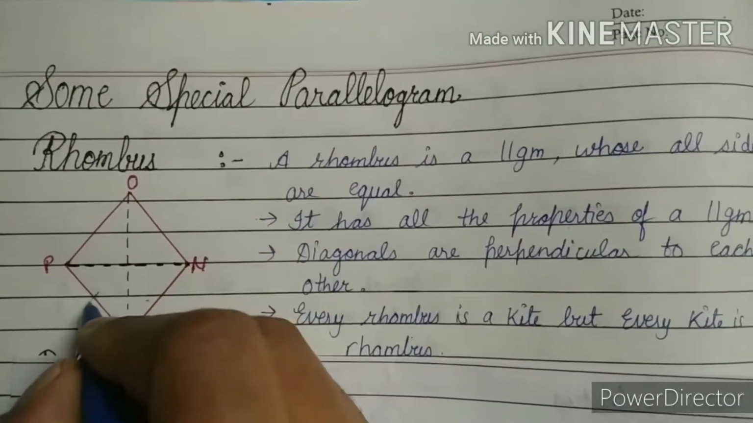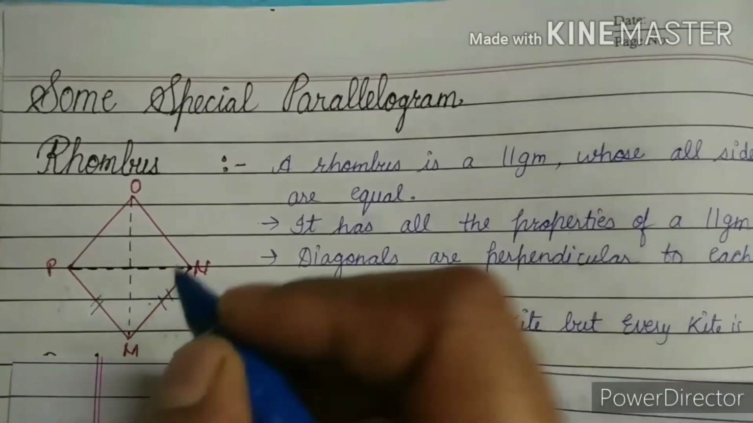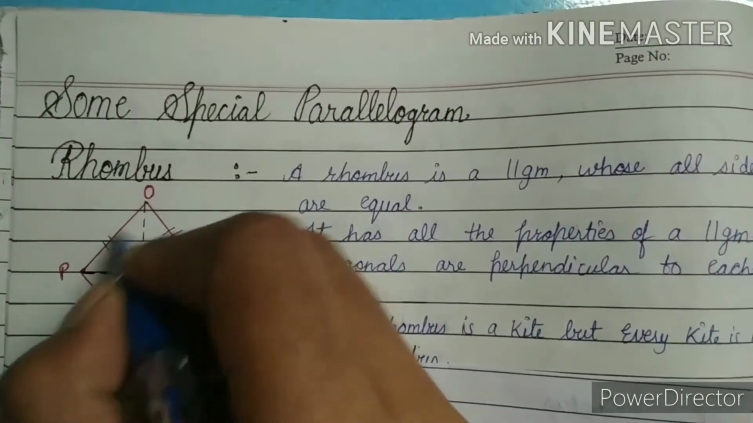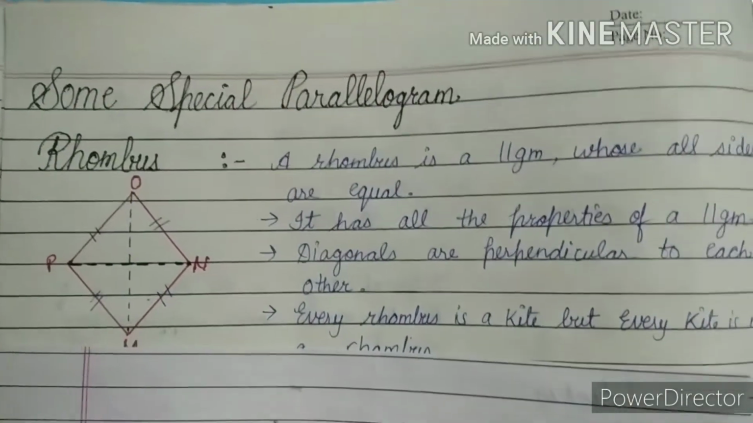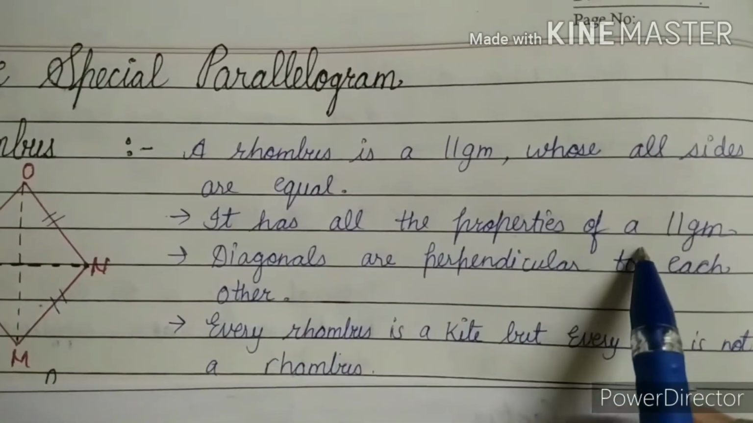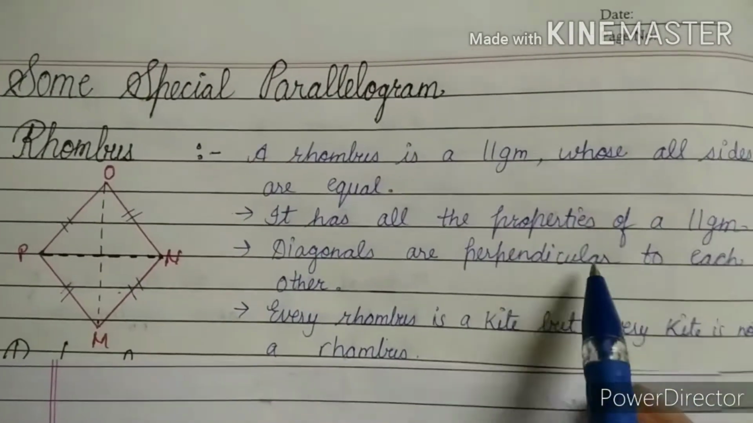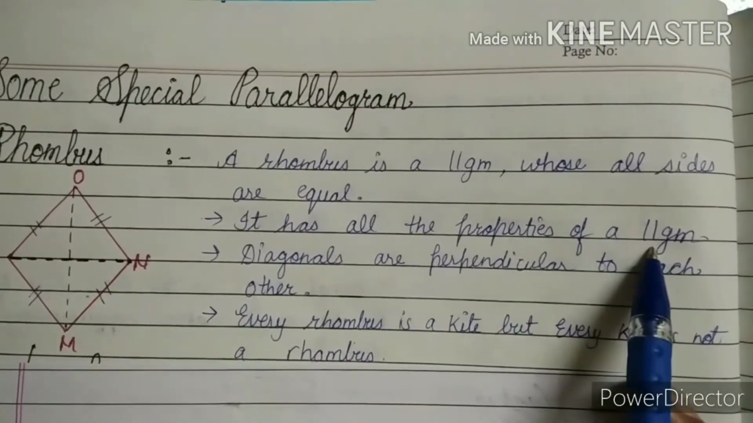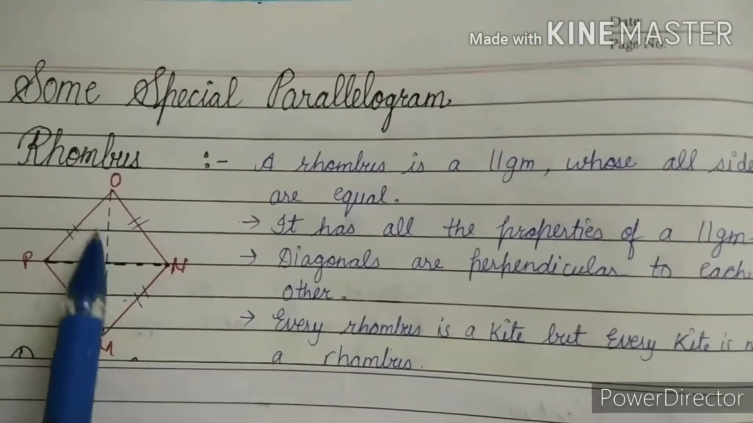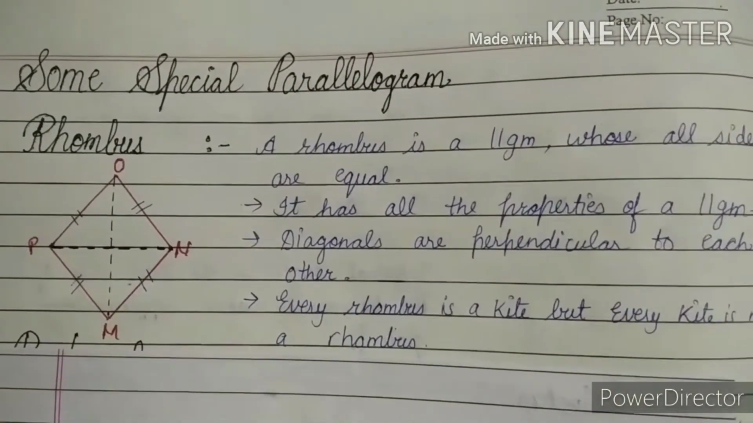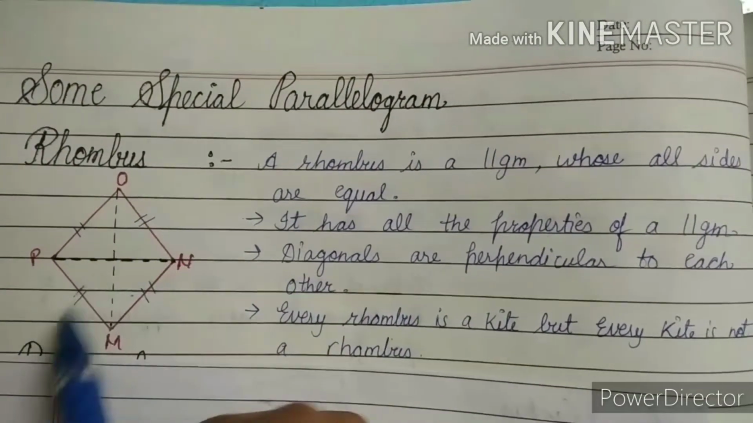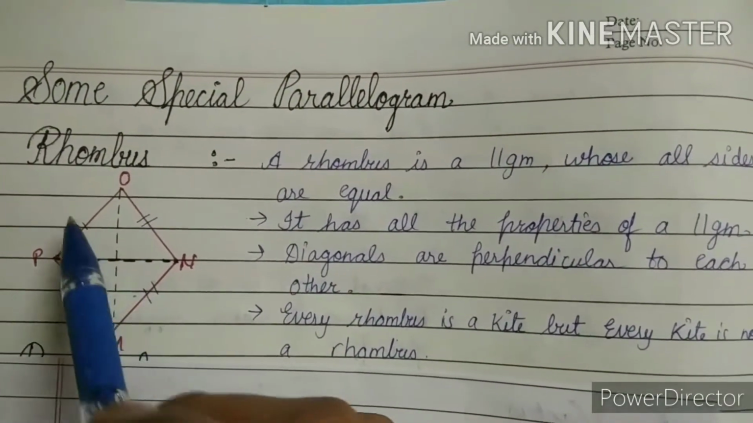It means PM is equal to MN, MN is equal to ON, and ON is equal to OP. So all sides are equal in the rhombus. It has all the properties of a parallelogram. It means those properties which are satisfied for the parallelogram are also satisfied for the rhombus. Opposite angles are equal, opposite sides are equal, and opposite sides are parallel.